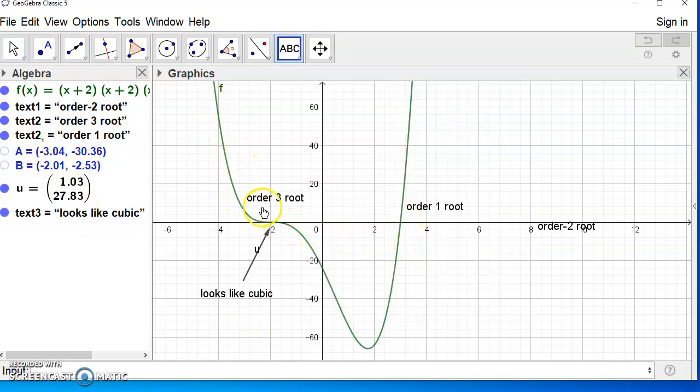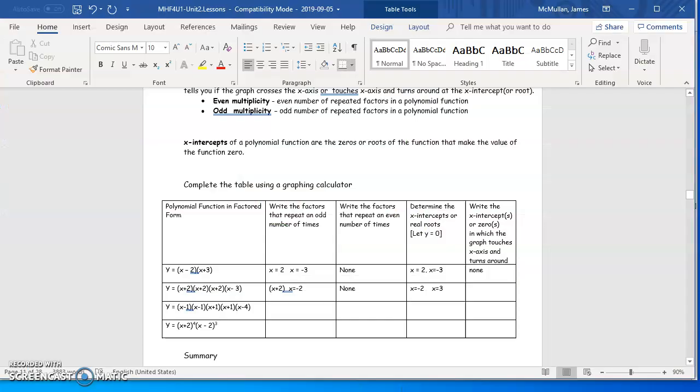So you kind of see the way that the order of the root controls what the function looks like at each x-intercept. If you examine the order 1 root over here, this kind of looks like a line's behavior in this region. It's just a straight line that goes through the x-axis. So the order of the root determines the shape that you should expect the graph to look like at that particular x-intercept.